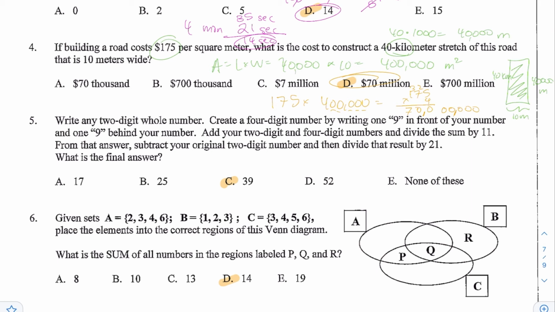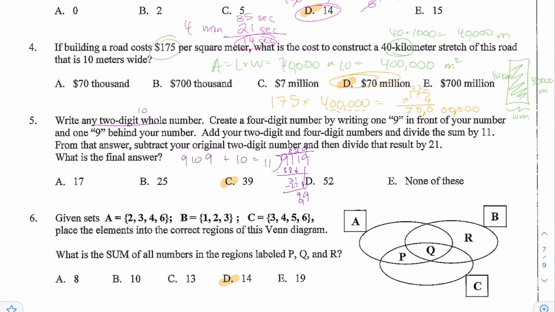So you can write any 2-digit whole number. So the smallest one will just be 10. So you just start with 10. And then you want to make this into a 4-digit number by writing 9 in front of it and behind it. And then you want to add the 2-digit numbers and want to add this number plus 10. And that will be 9119. And you want to divide this by 11. So when you subtract 91 minus 88 is 3. Then you subtract 22 to get a difference of 9.